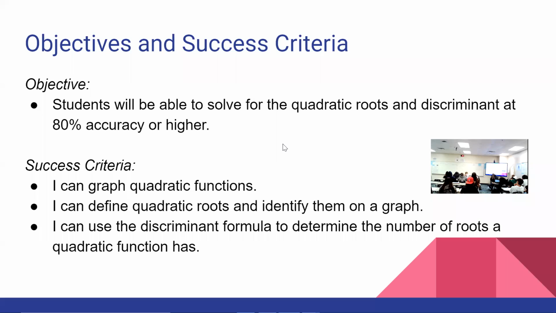Today we're solving for quadratic roots and the discriminant. It's actually a pretty short lesson, so we might even be able to finish it in the 34 minutes we have left. To be able to do that, you need to be able to graph quadratic functions, and luckily we've been doing that in every lesson so far. You need to be able to define quadratic roots and identify them on a graph, and to use the discriminant formula to determine the number of roots a quadratic function has.